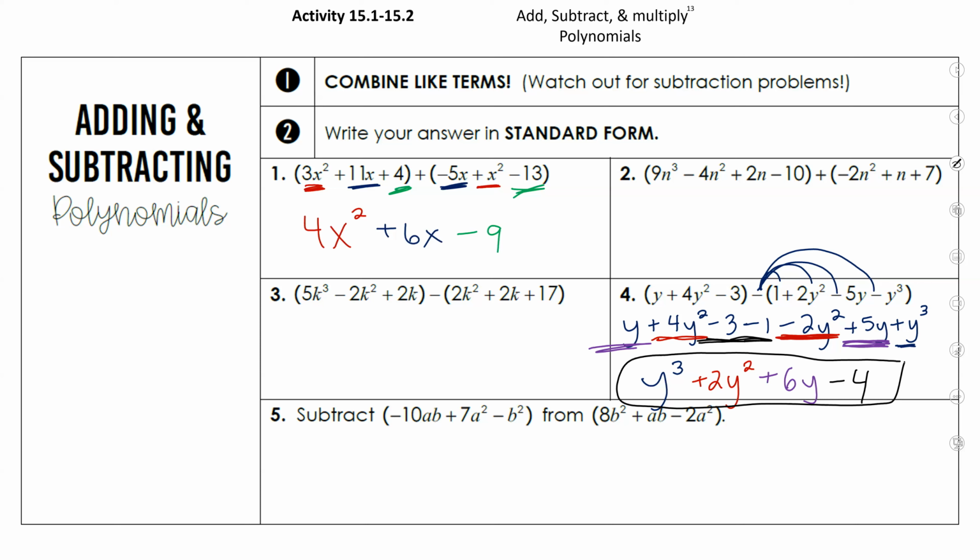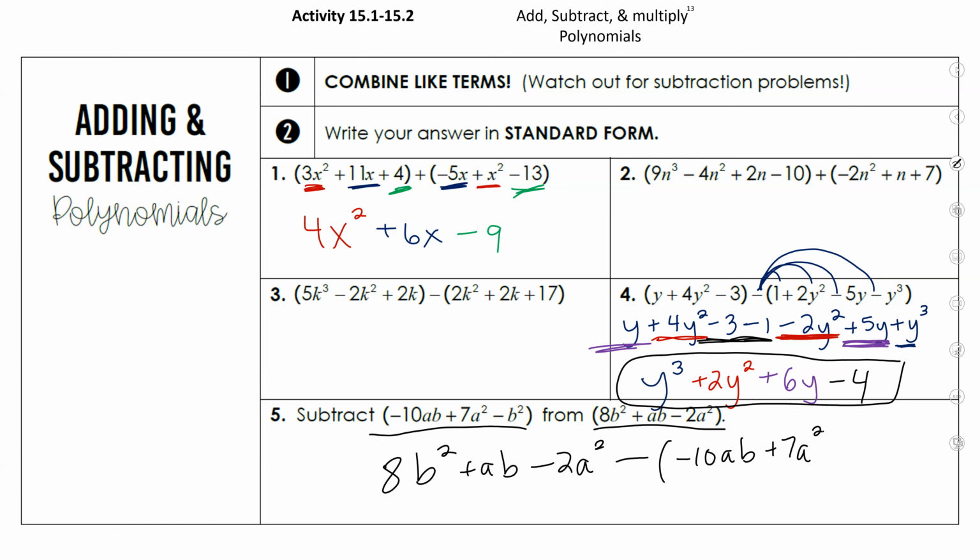Number 5. This gives you what they want you to do in words. So it says subtract this polynomial from this polynomial. So that means I'm going to have 8b squared plus ab minus 2a squared. And we're going to subtract this polynomial from that. So I'm going to subtract this polynomial, which is negative 10ab plus 7a squared minus b squared. That's how you would set that problem up.